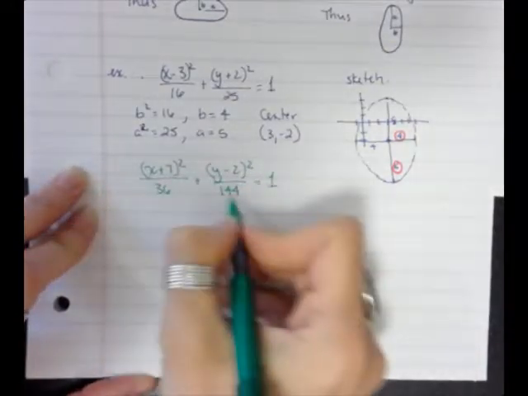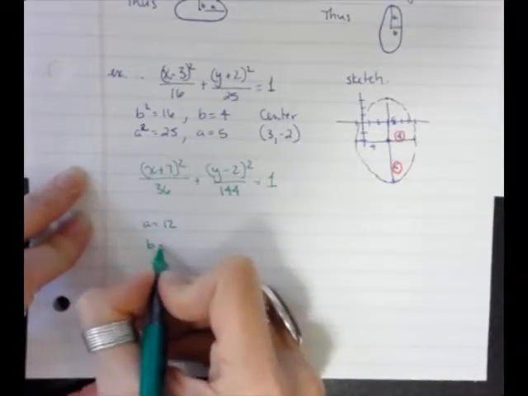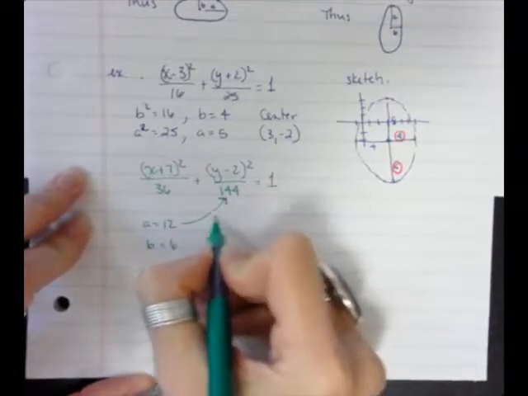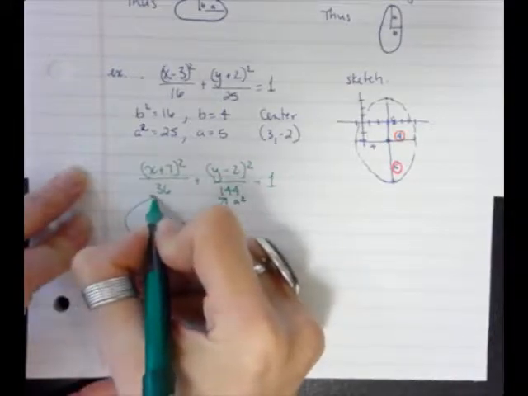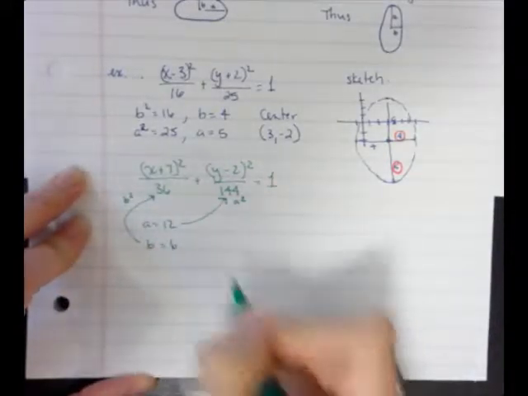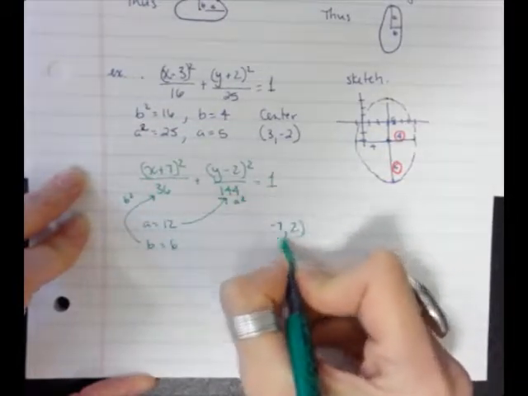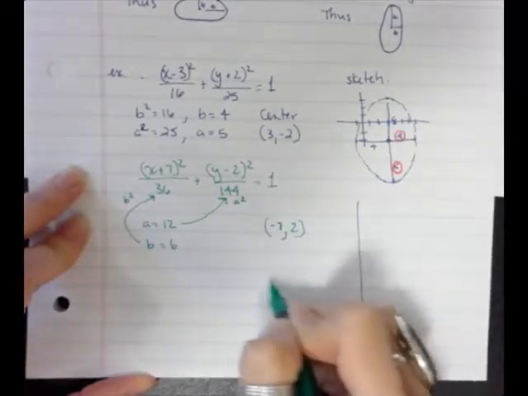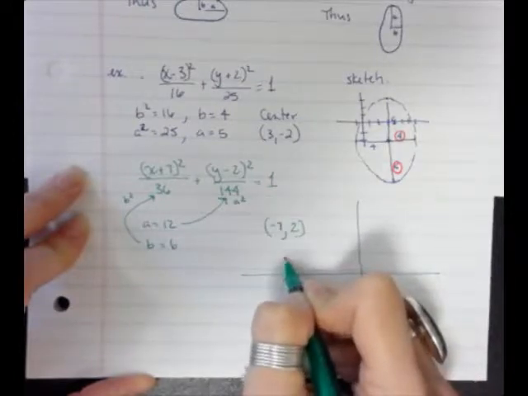So we know that a is equal to 12 and b is equal to 6 because a is going to be that bigger number, that's a squared of course, right? And b is under the x, and that's b squared of course, all right? My center is going to be -7, +2. If I sketch that, I have -7 here, +2, let's say.